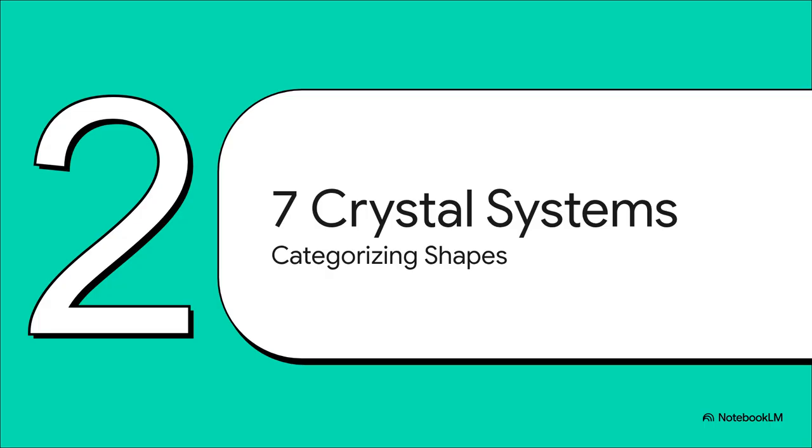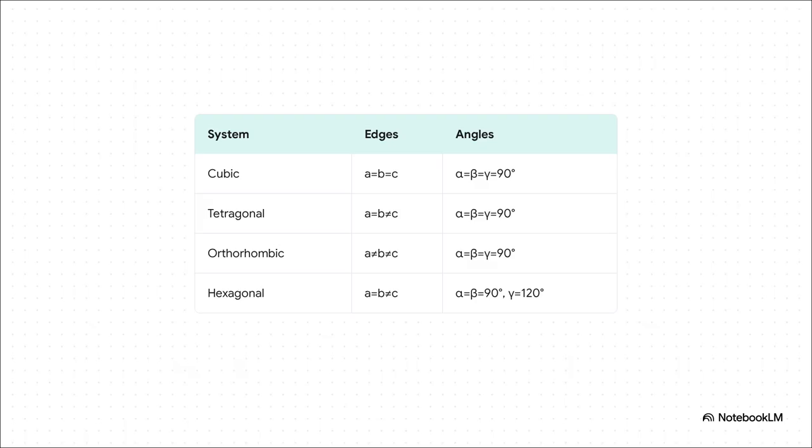Moving right along to Section 2, the 7 crystal systems. Because, as it turns out, nature doesn't just use one shape of brick. Okay, pause here, because this is your ultimate cheat sheet for the exam. This lays out the exact mathematical rules for how edges and angles have to align to form specific structures.